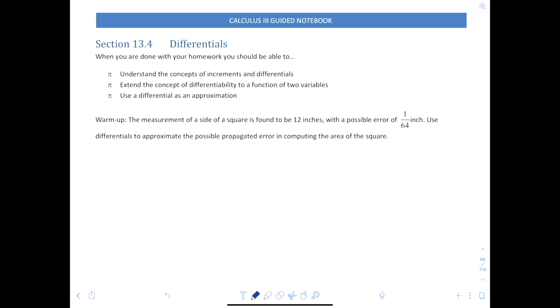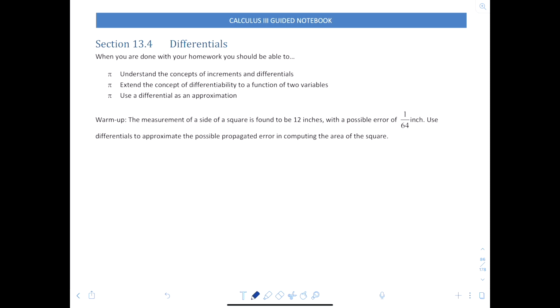So we will be looking at the concepts of increments and differentials, extending the concept of differentiability to a function of two variables, and using a differential as an approximation. So let's take a look at a Calc 1 problem where we look at the possible propagated error in computing the area of the square.